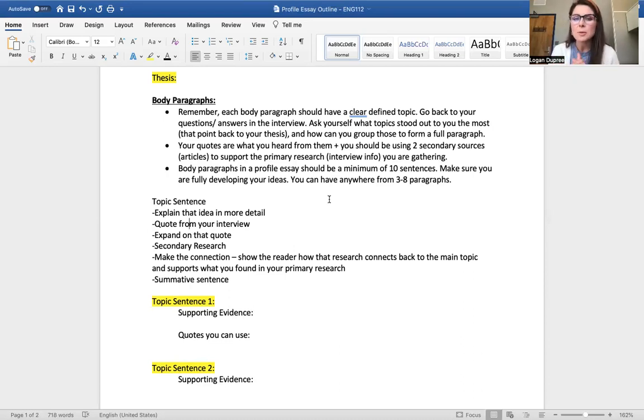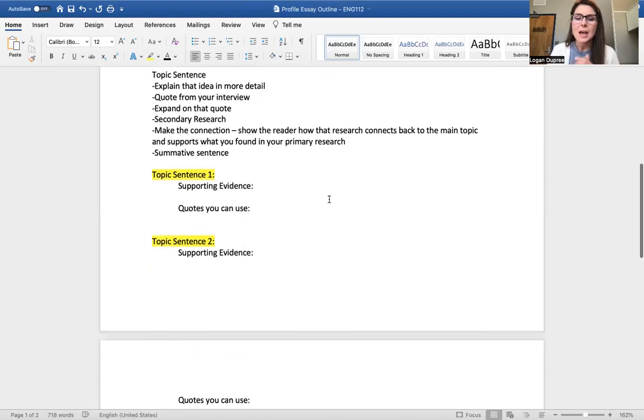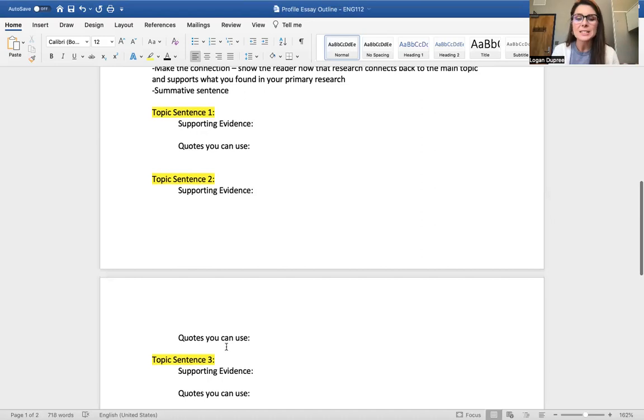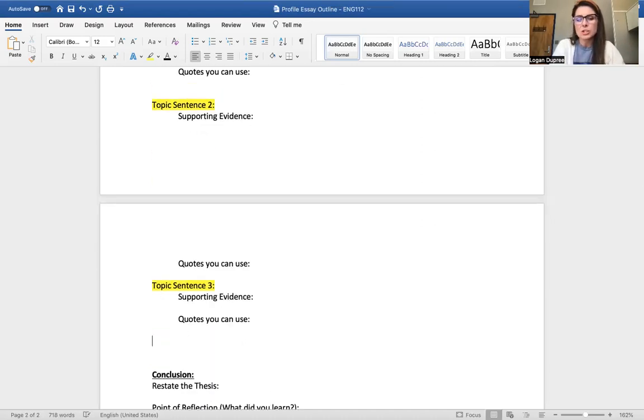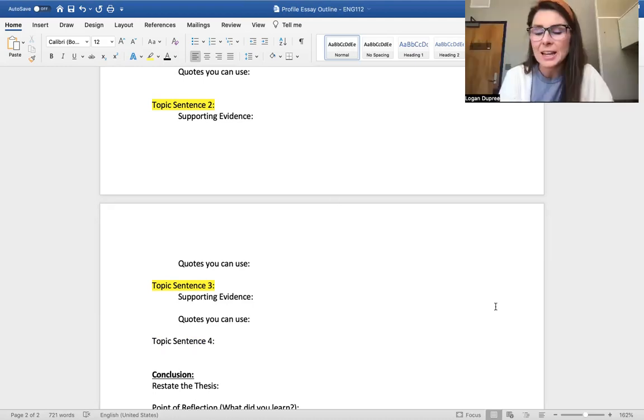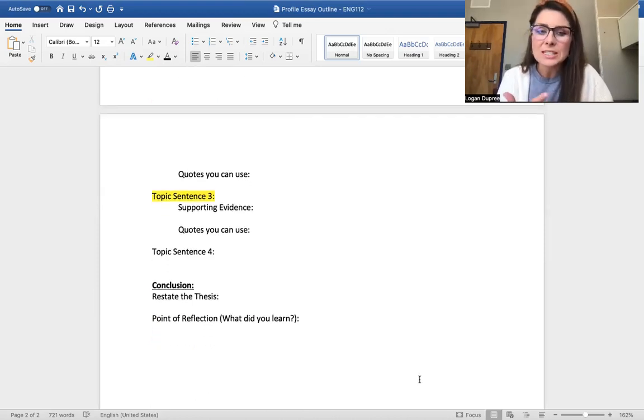And then just remember, you can have anywhere from 3 to 8 paragraphs. So if you plan on adding more topics than 3, I would just recommend that you show that. You would write topic sentence 4, and then go ahead and fill it out for me. That way I can see what your ideas are and what you're planning on going off of. And then finally, when you get to the conclusion, restate your thesis using different words.